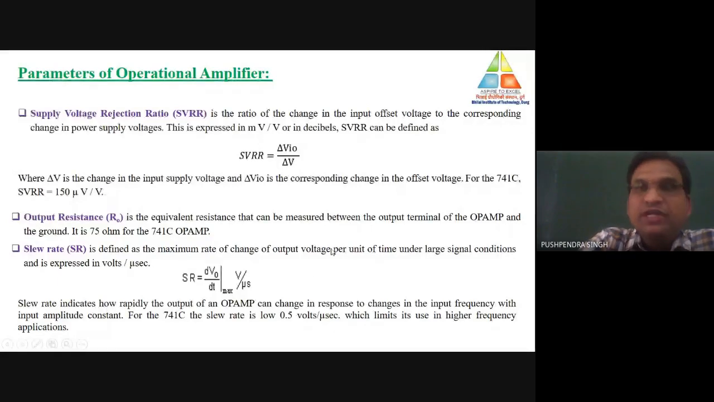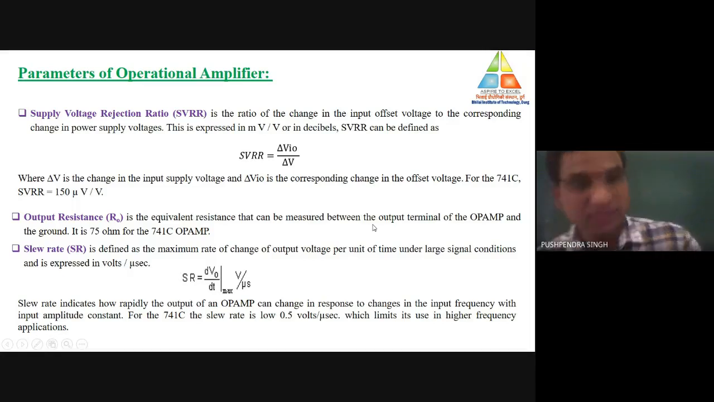Then output resistance. As with any other circuit, the value of output resistance should be minimum. In the ideal condition it is 0, but in the practical condition, the value of output resistance is 75 ohms in IC 741. It is the resistance measured between the output terminal and ground.